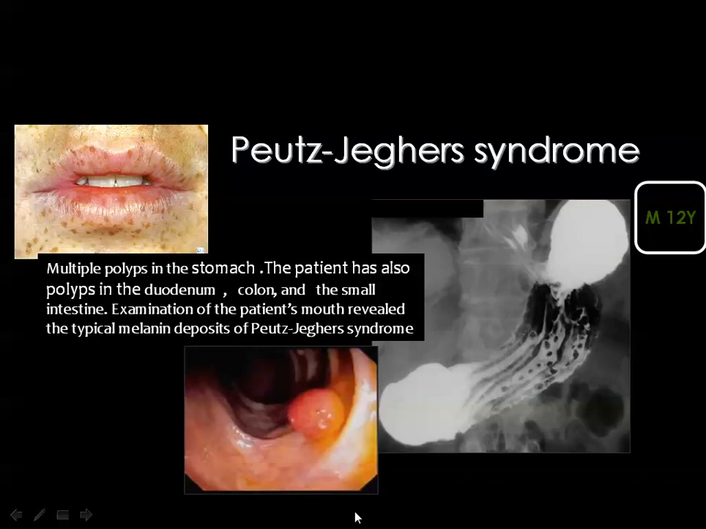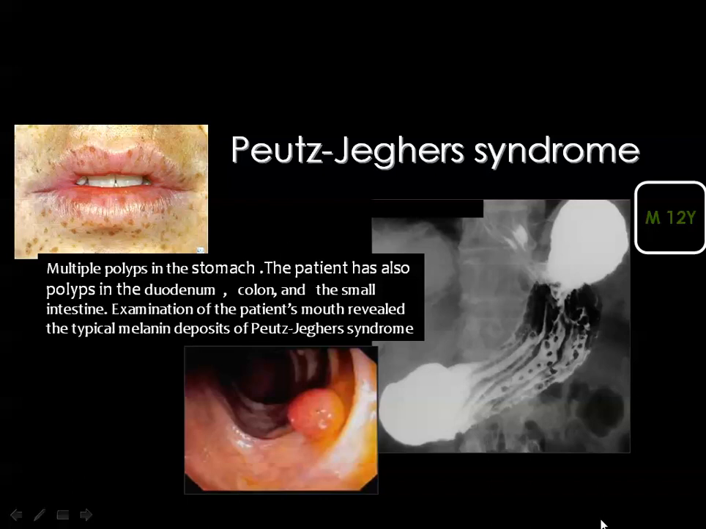One of the common syndromes that will be discussed in detail in the section on the small bowel is the Peutz-Jeghers syndrome. This syndrome is characterized by the presence of many polyps along the whole gastrointestinal tract, in the stomach, the small bowel, as well as the colon. These polyps are usually benign, and you see multiple small polyps within the stomach on barium study, and you can also see the appearance of one of these polyps by endoscopy.